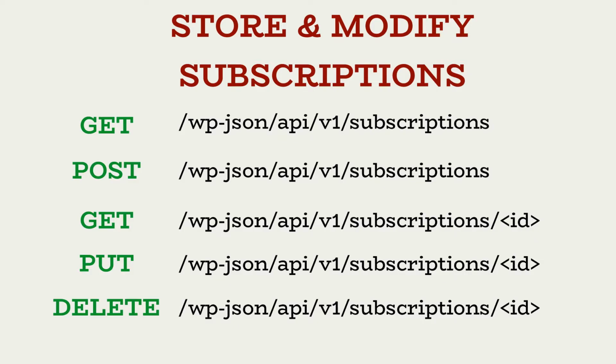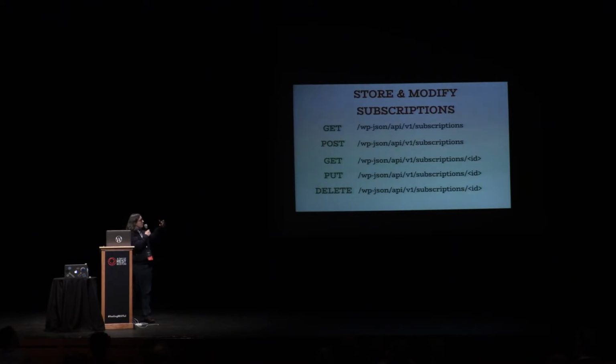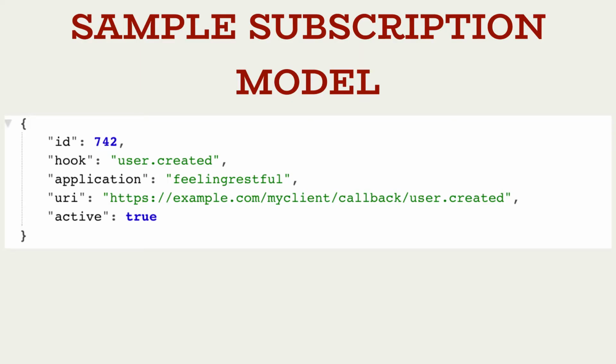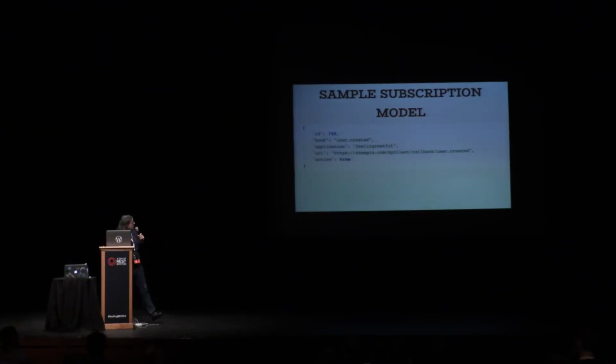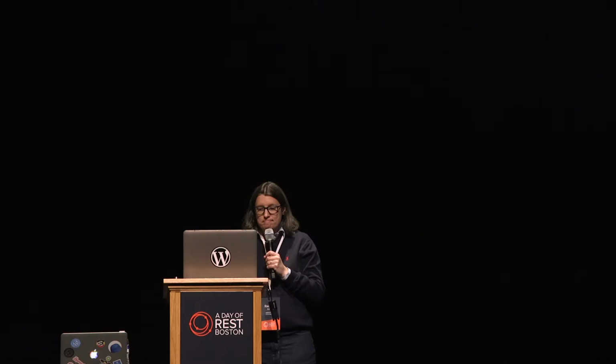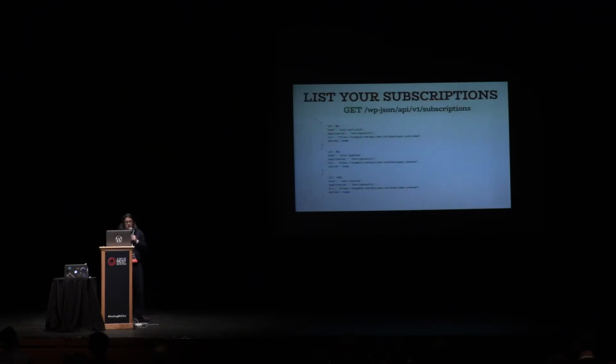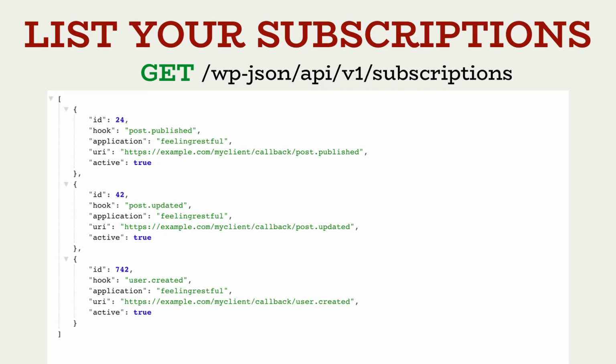I'm going to create a few endpoints here: a way to list them, and a way to create a new subscription where you just pass in the hook name you want and the URL, and I assume active probably defaults to true. Then it'll assign you the ID and return that in the response. Then a way to get a single subscription and edit it or delete it. So when you list them, they look like this.